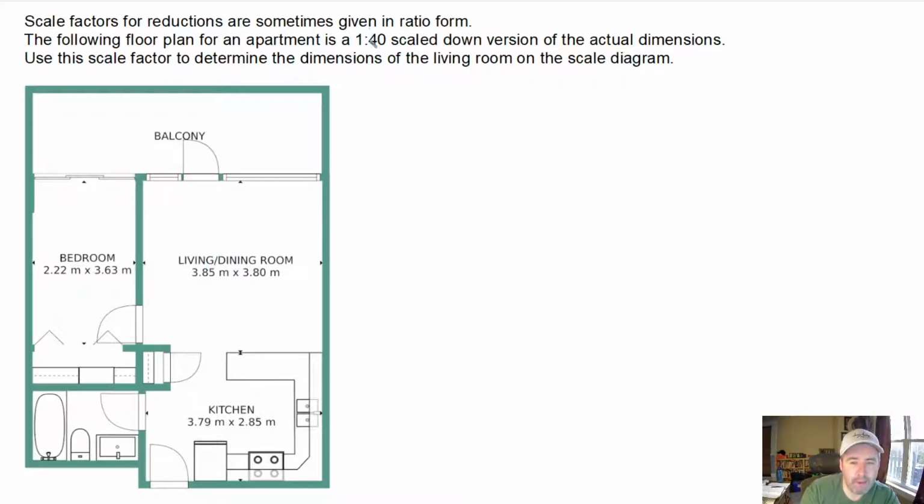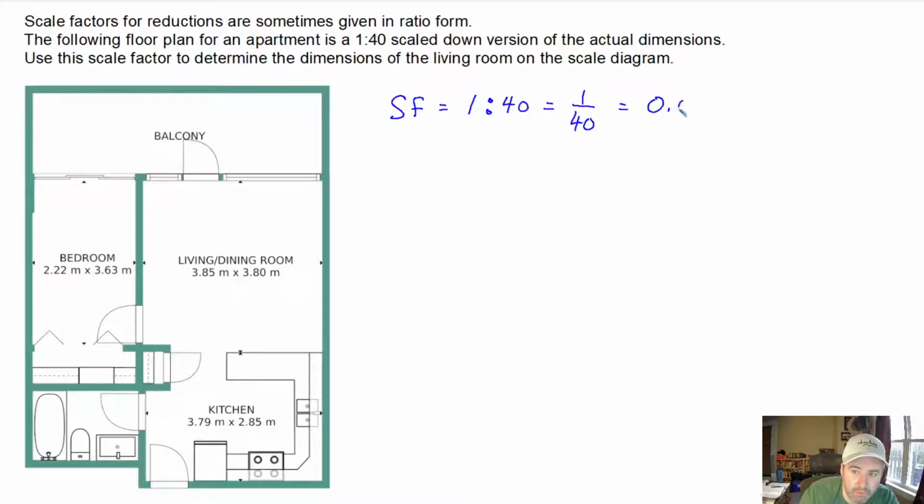So if our scale factor is given as 1 to 40, then what we can do with that is change it to a decimal. So it's a 1 to 40 ratio. This is a part to whole ratio, so that's the same as 1/40th. And 1/40th, if I do the division, 1 divided by 40, is 0.025.